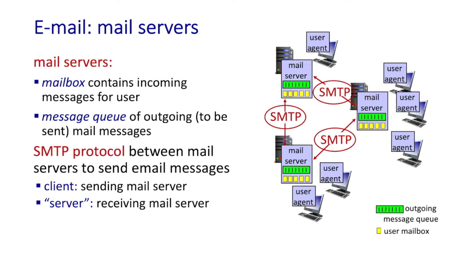And the final piece of the email infrastructure is the SMTP protocol itself. This is used to push a message either from the user agent or from a mail server to another mail server. It operates in a client-server paradigm where the client is now the sender of the email, whether it's the user agent or the sending mail server, and the server side, in a client-server sense, is the receiving mail server.